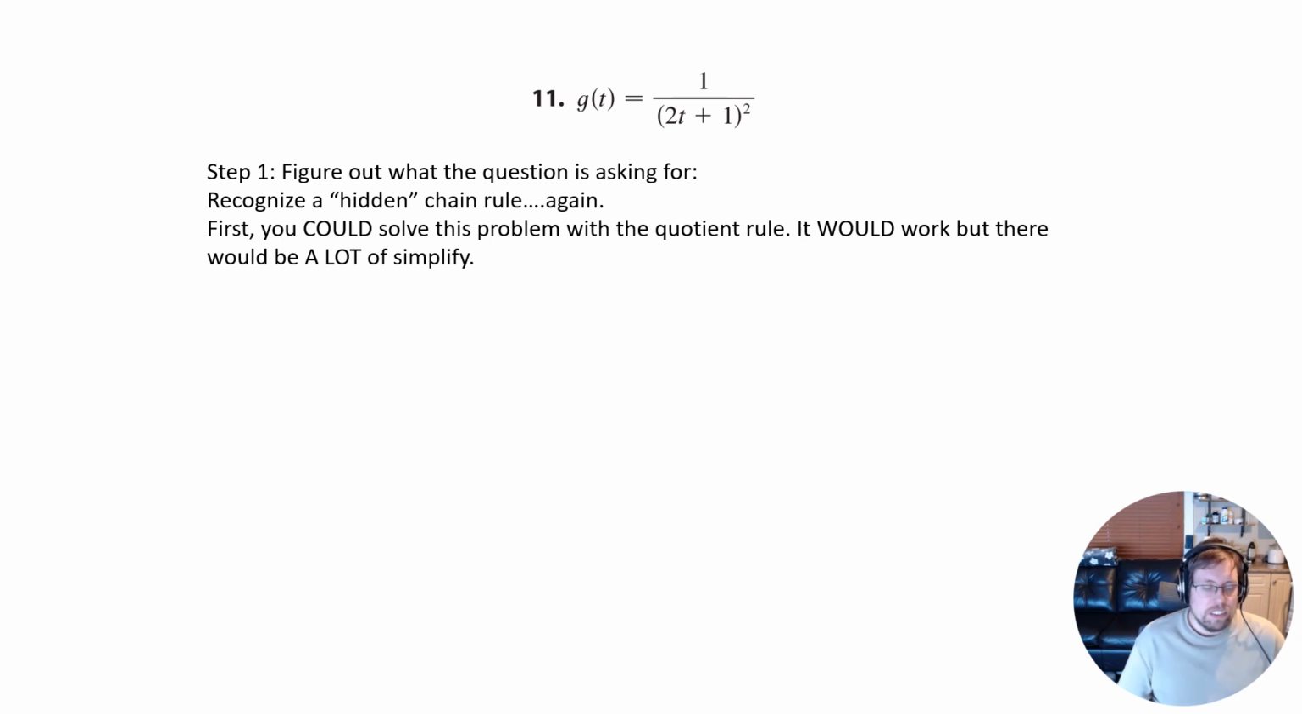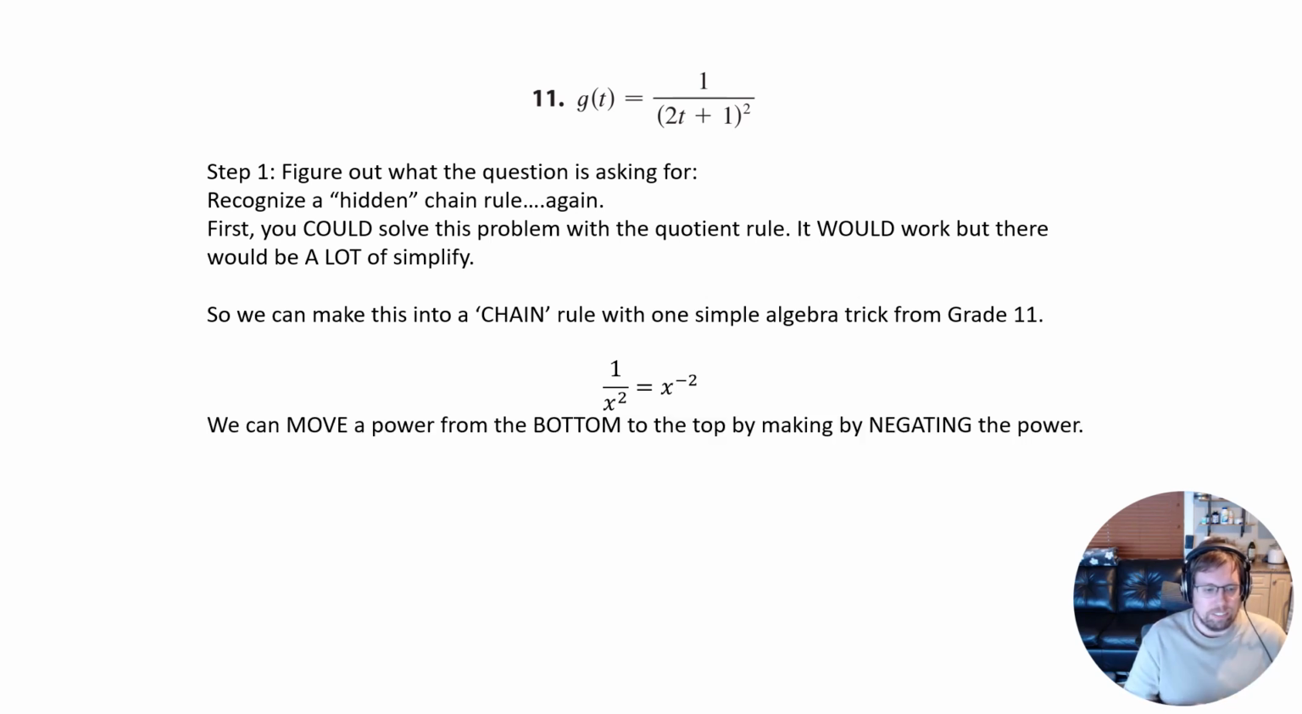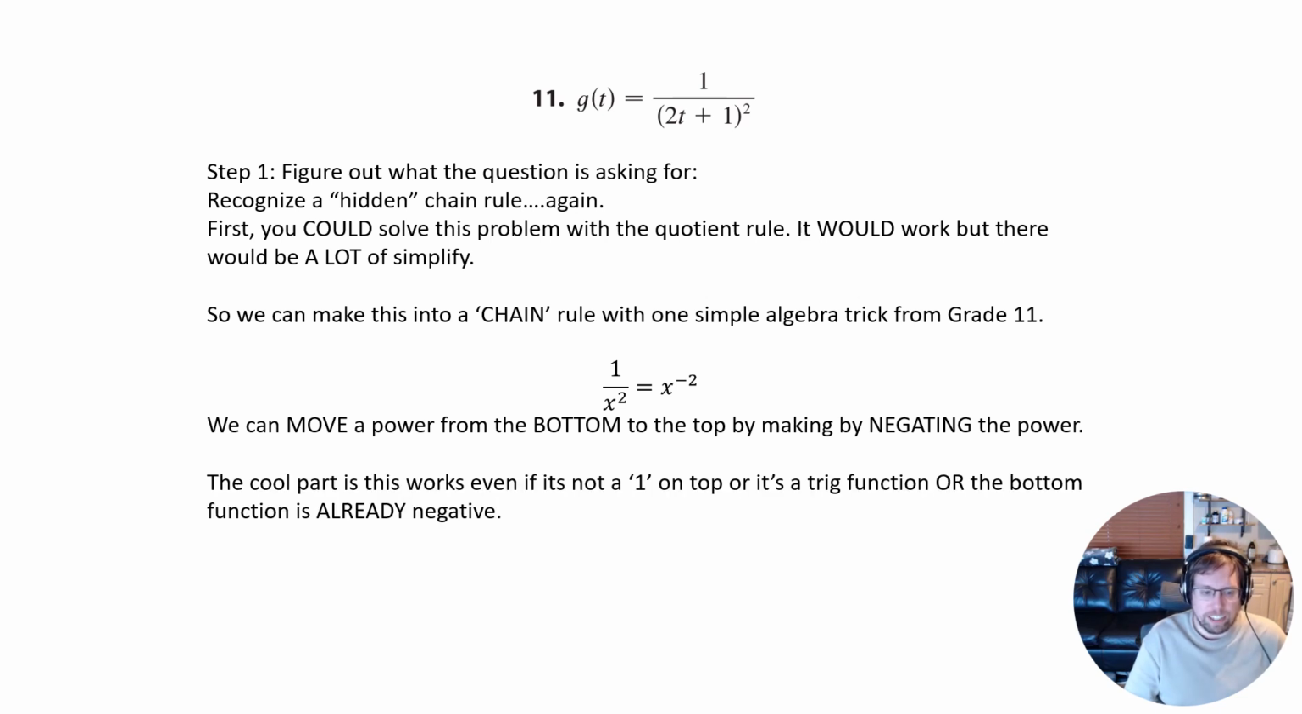In this case, you could solve the problem using the quotient rule, and it would work, but you'd end up having to do a lot of simplifying at the end. So instead, we make this a new chain rule. Now, we've got to use one simple little trick from grade 11 or so algebra, which is that you can have 1 over x squared, and you can move it to the top by negating the exponent. So if you look at the left versus the right, what's changed is that 2 has gone from positive to negative as it's moved up. So we can move a power from the bottom to top just by negating whatever the power is.